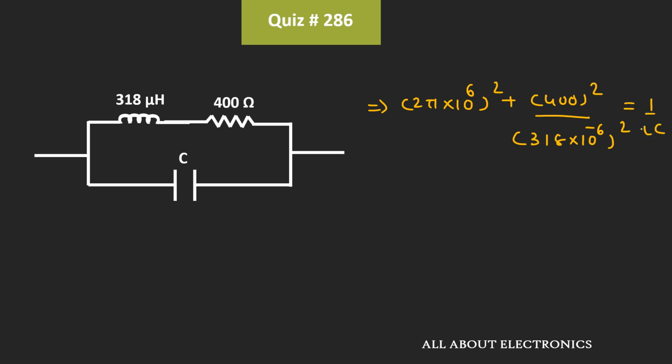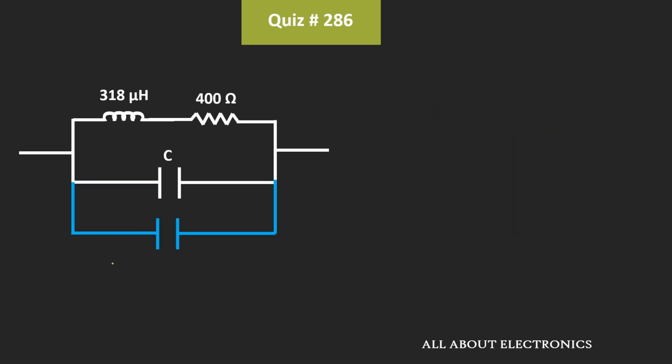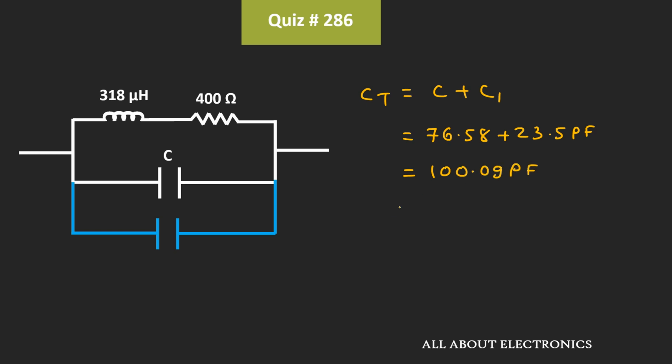Once again, if we put the value of L and solve this expression for C, then the value of C will come out as 76.58 picofarad. So this will be the value of this capacitor. Now when we connect one more capacitor in parallel with the existing capacitance, the overall capacitance CT will be equal to C plus C1, that is 76.58 picofarad plus 23.5 picofarad, which is equal to 100.09 picofarad, or approximately 100 picofarad.